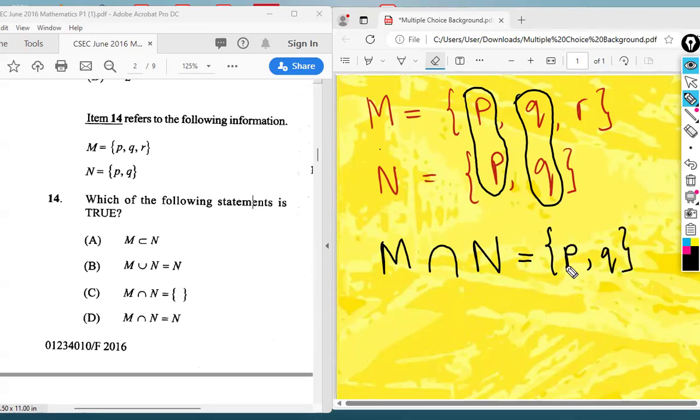But tell me something. P and Q is the same thing as what? N. You all realize this? P comma Q is the same thing as N. So M intersect N is equal to what? N. It just so happens everybody in N intersects with whoever is in M, right?